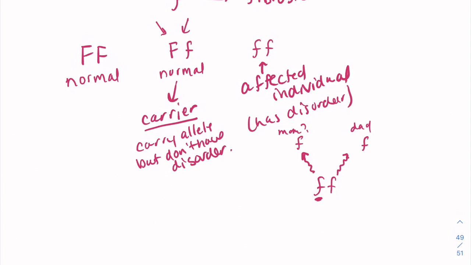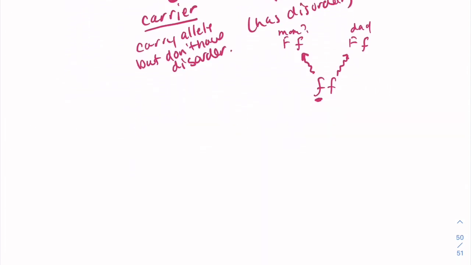But what if the parents don't have the disorder? They're like, what are you talking about? How could we have a kid with cystic fibrosis? Neither of us has it. That means that they must have been carriers, huh? It's a possibility. So let's look at this.